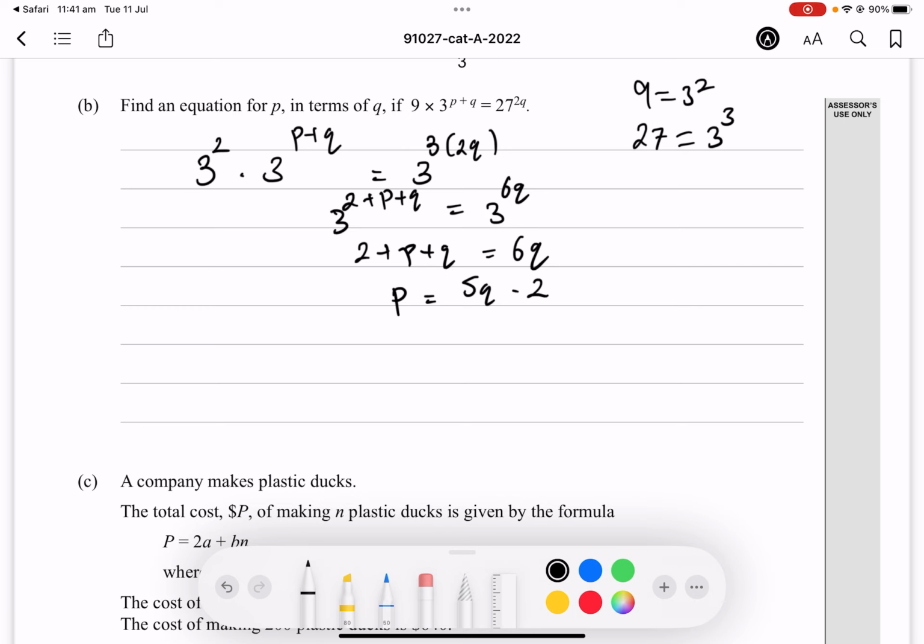And that is an excellence level question if you can get p equals 5q minus 2. A merit grade will come by forming the linear equation, so forming a linear equation up to here is a merit. To get an achieved, if you can simplify into powers of 3 on both sides, that is an achieved grade there.